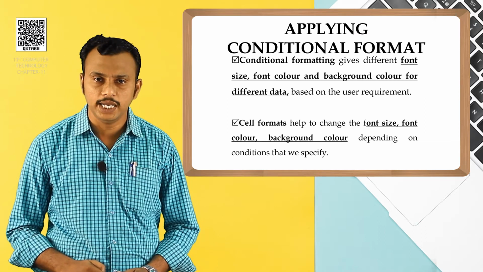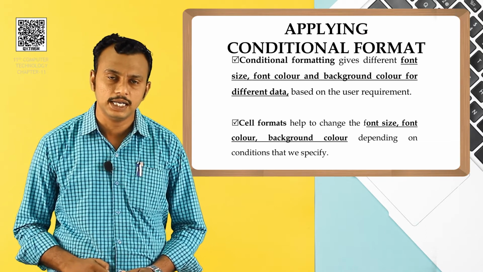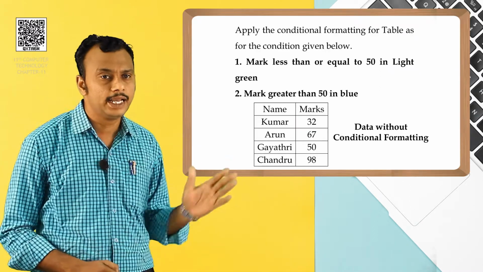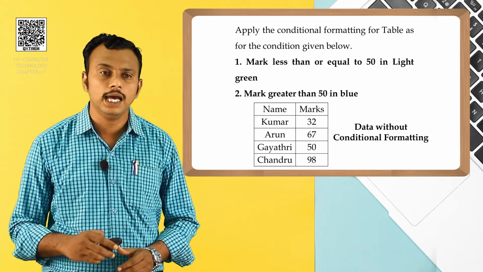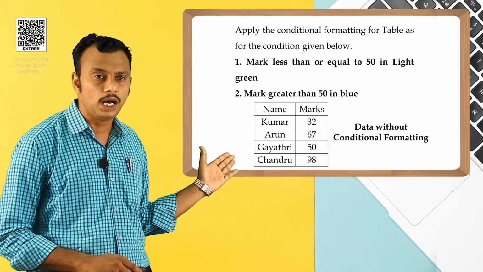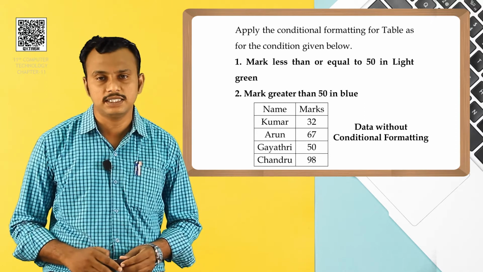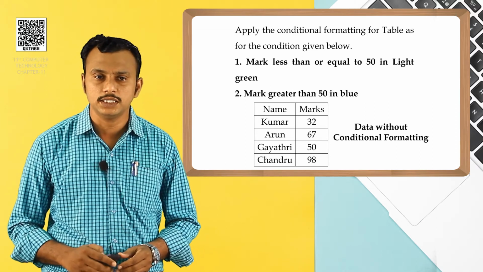So we are going to change the font size, font color, and background of the particular cell. Whenever the mark is less than or equal to 50, we can go for a light color. And whenever the student's mark is greater than 50, we can go for a blue color. Let us take an example. Here you can see the list of names displayed: Kumar 32, Arun 67, Gayatri 50 and Chandru 98. Now we are going to see how to do the conditional formatting in a practical manner.